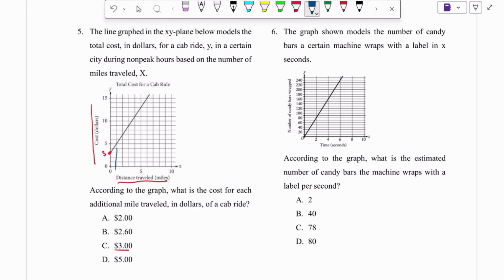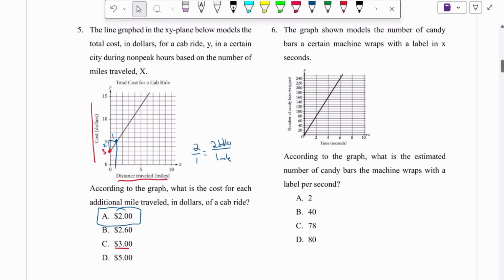Well, if I look here at 1 mile, I get a dot. And if I use my slope, I rise 2 and run 1. So I get a slope of 2 over 1. I'm raising $2 for every 1 mile. So answer choice A. Another very similar problem for 6 that you can interpret the graph.